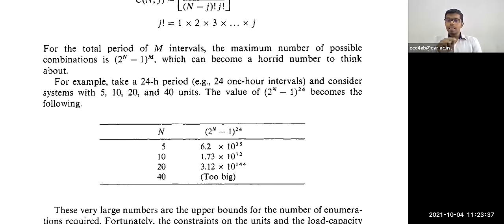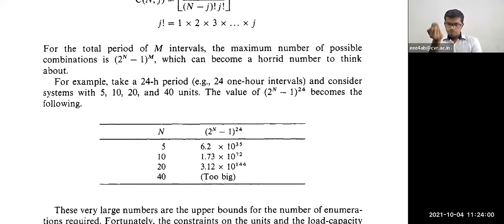For 20 generating units, 3.12 into 144 zeros you need to add. For 20 generating units, that is 312 followed by 144 zeros you need to add. So that many combinations you need to go for over a period of 24 hours.